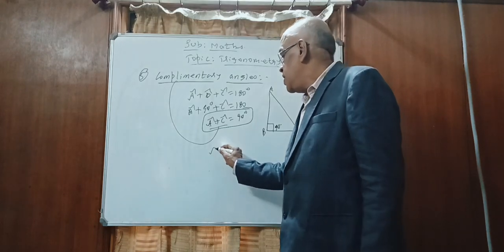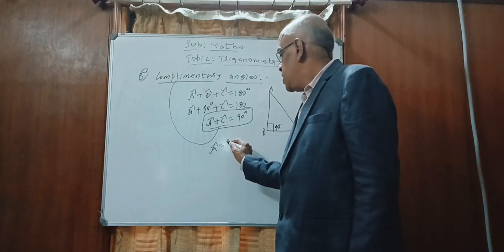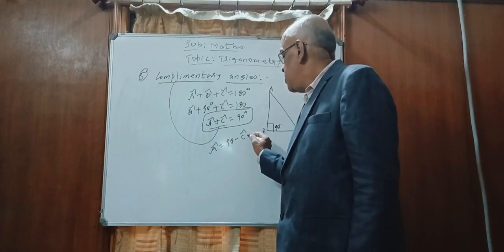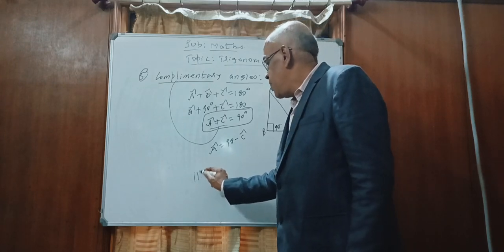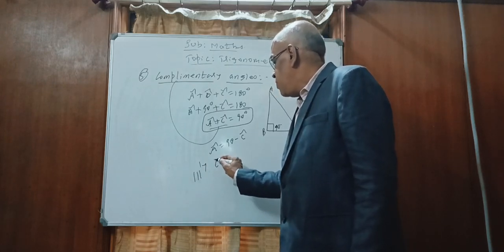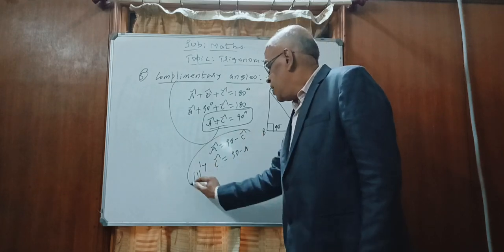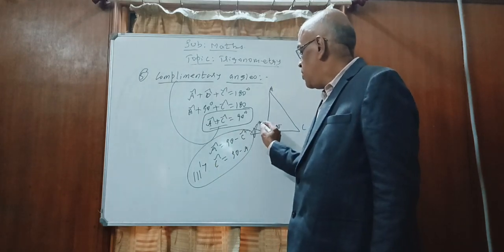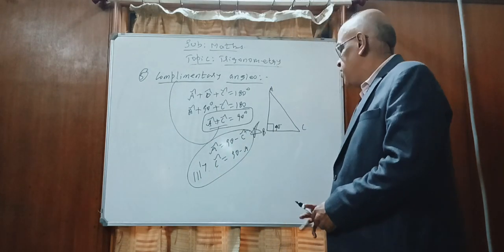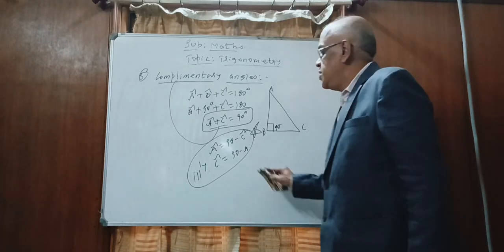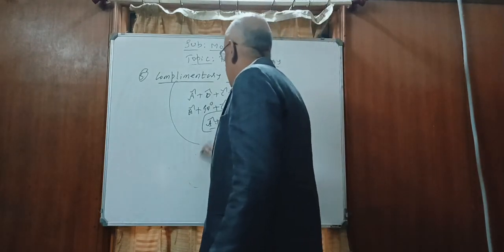So what is the complement of A? We studied in basic class: 90 minus C. Similarly, what is the complement of C? 90 minus A. Please remember this, student. While solving numericals, it will come to your help. Understood? Now come to our topic.